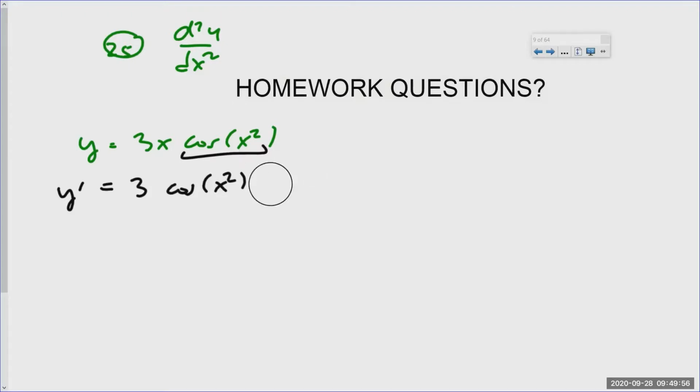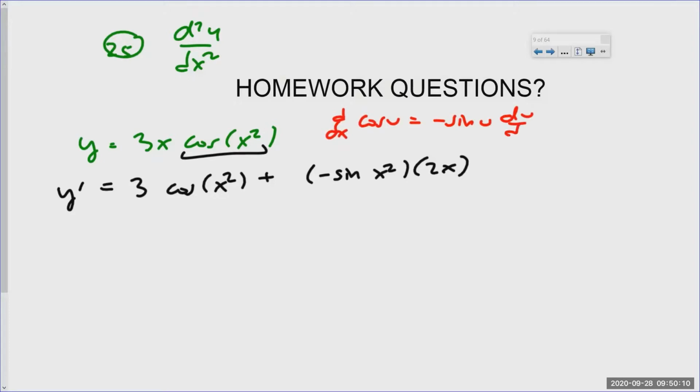which would be negative sine u. I'll just put here negative sine u times u du dx, right? Isn't that the derivative? The derivative of cosine u is negative sine u du dx, and that's what I have right here. Okay, the derivative of the first times the second plus the derivative of the second times the first. Okay, if I simplify this, I'll have 3 cosine of x squared and negative times 3x times 2x. So I have negative 6x squared sine x squared. Okay, so that's going to be my y prime.